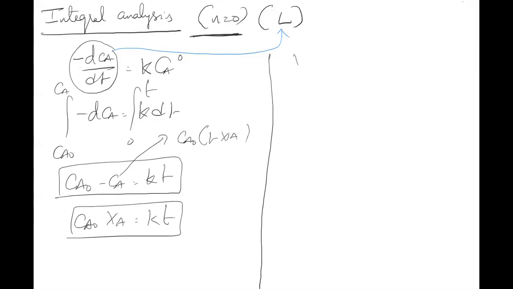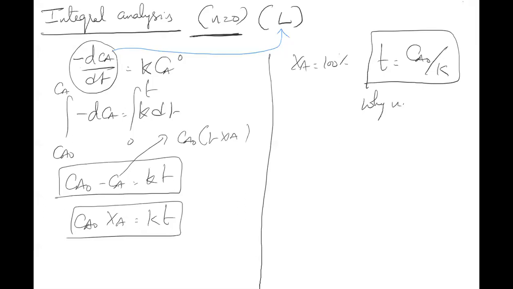Now, suppose I target 100% conversion, then what is my time? CA naught by k. Why am I not getting infinity here? I got infinity for the second order, no? But you are not getting infinity here. Why? What could be the reason?